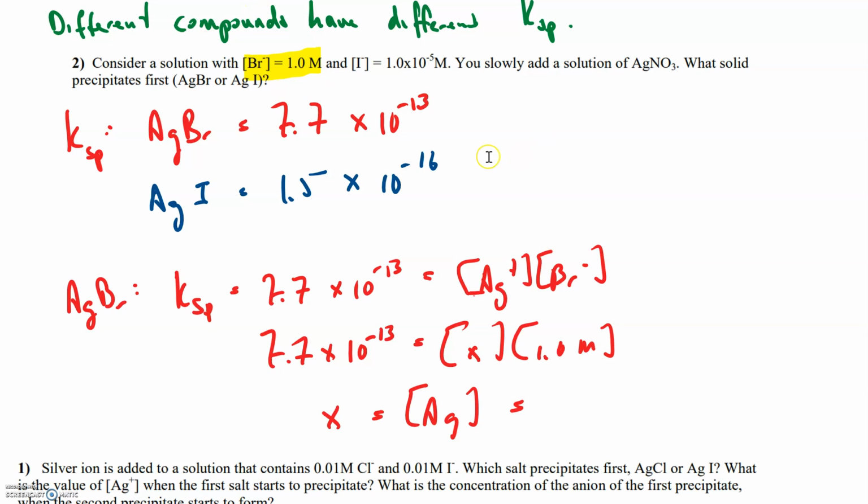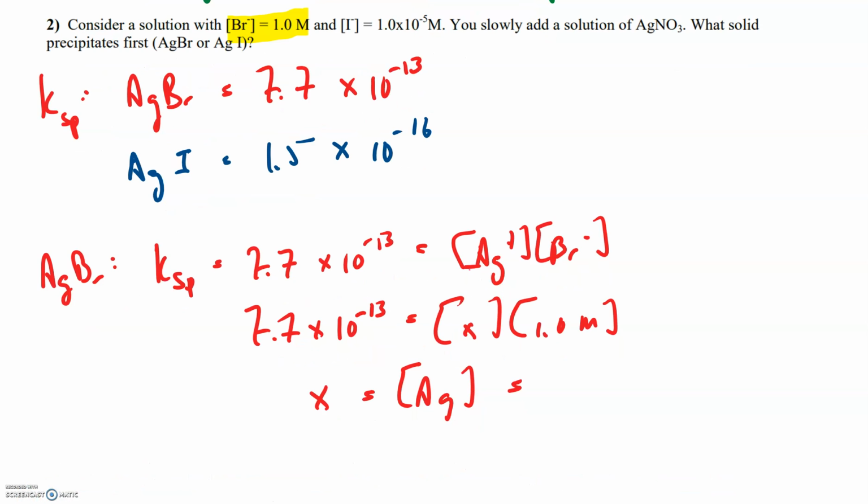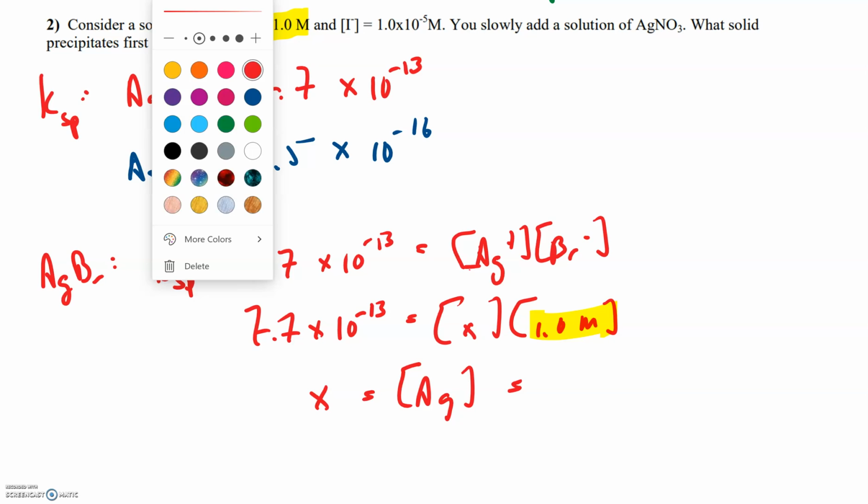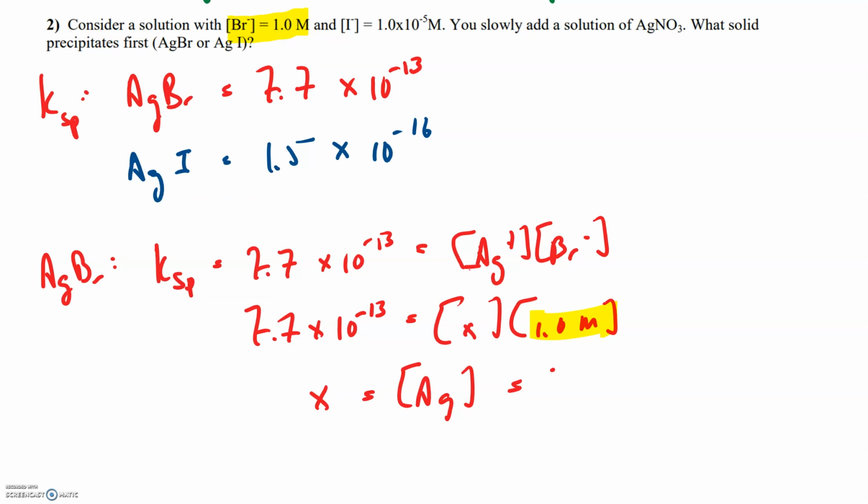Hang on, let me get this thing out of the way here so we're not too distracted. All right, you don't even need a calculator for this one. I mean, this guy is 1. So that means that the silver bromide will precipitate out when the concentration of silver in solution reaches 7.7 times 10 to the negative 13th molar.